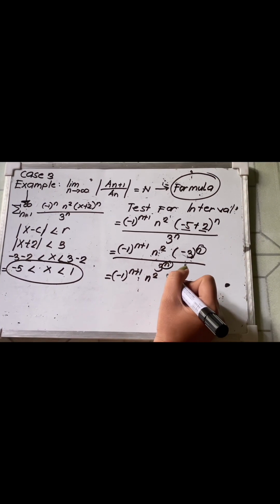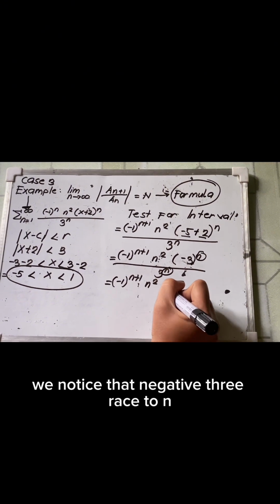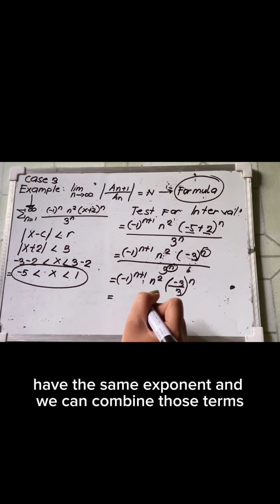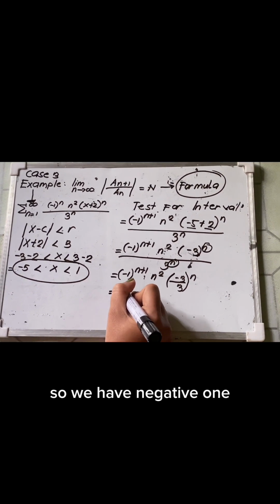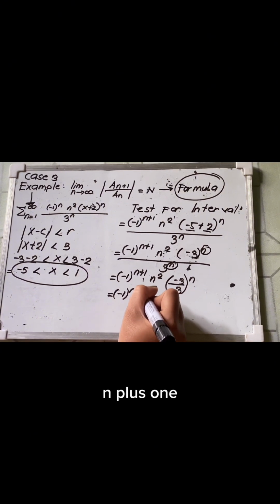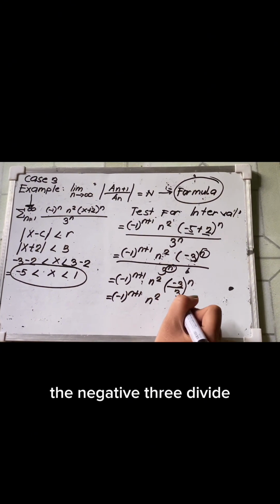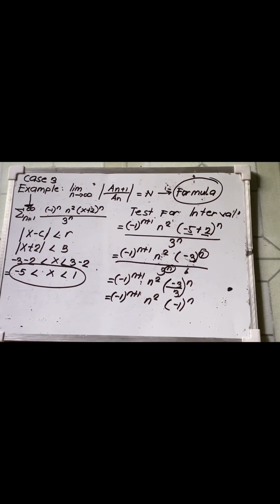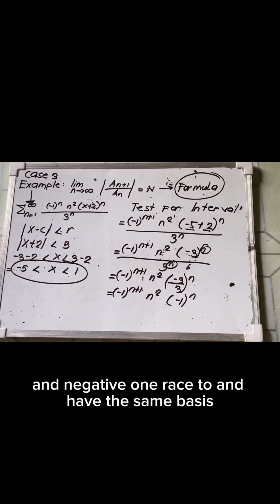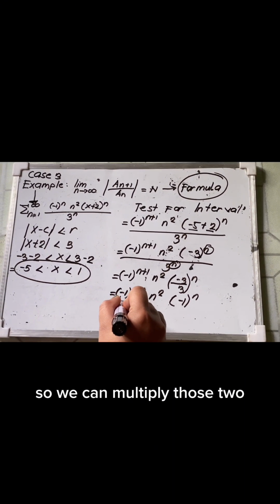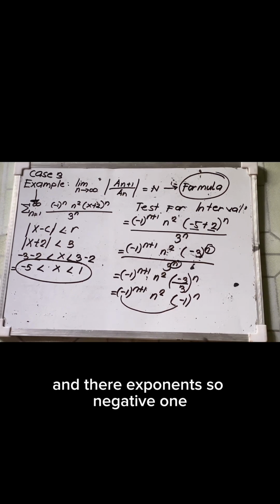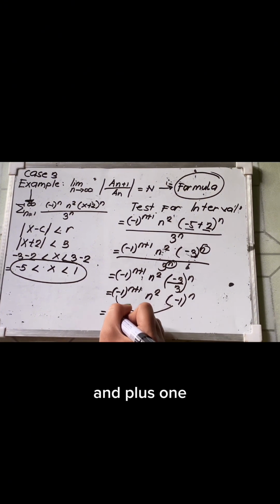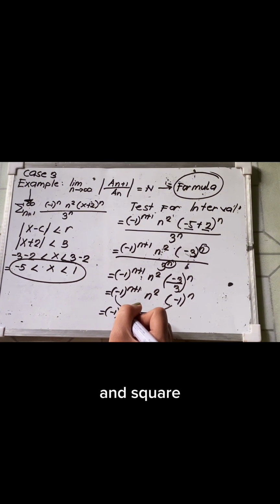So, we notice that (-3)^n over 3^n have the same exponent, and we can combine those terms. So, we have (-1)^n times (-1)^(n+1) n squared. Then, -3 divided by 3 is equal to (-1)^n. And the (-1)^n terms have the same base, so we can add their exponents. So, (-1)^(n + 1 + n) n squared.